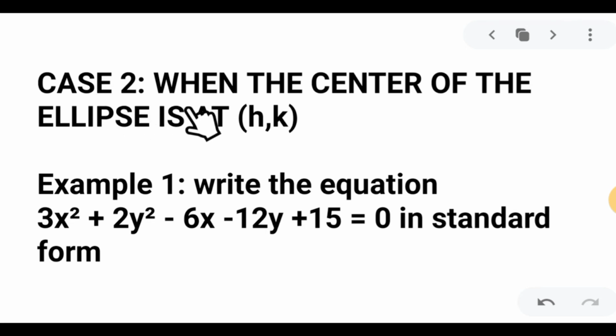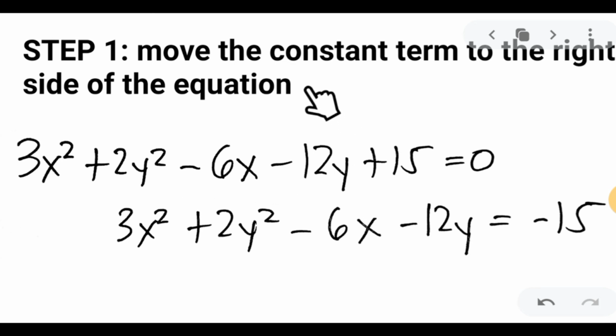Now, for case 2, when the center of the ellipse is at h and k, denoted by h on the x-axis and k on the y-axis. So, example 1: write the equation 3x squared plus 2y squared minus 6x minus 12y plus 15 equals 0 in standard form. For step 1, you have to move the constant term to the right side of the equation. Moving that to the right side of the equation, you will have a negative 15 here. This is the new equation: 3x squared plus 2y squared minus 6x minus 12y equals negative 15.